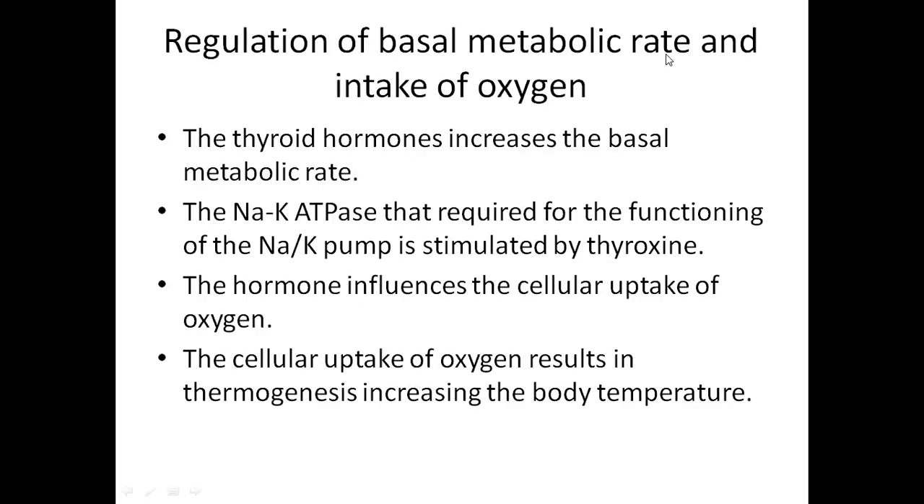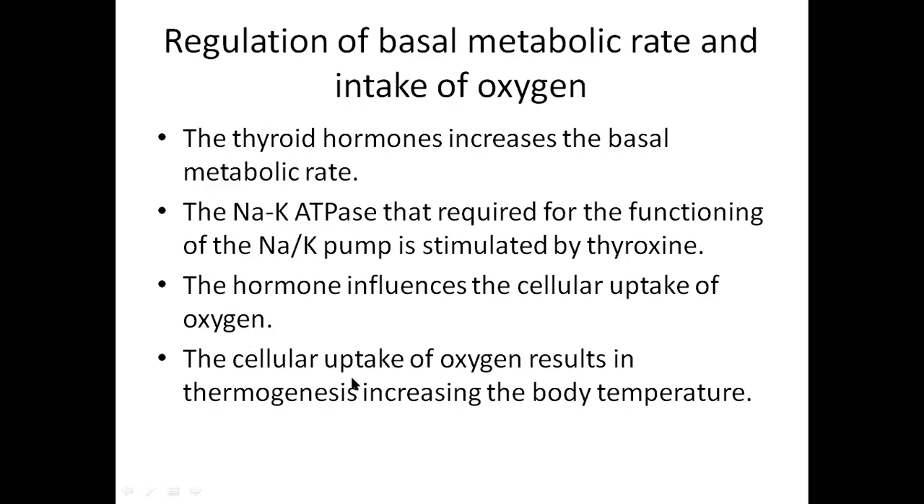Now, regulation of basal metabolic rate: as we have told you, thyroxine controls the basal metabolic activities. It also plays an important role in activating the enzyme sodium potassium ATPase, which is very essential for activating the sodium potassium pump. The hormones influence the cellular uptake of oxygen because they control the basal metabolic rate. It is very essential to control the uptake of oxygen.